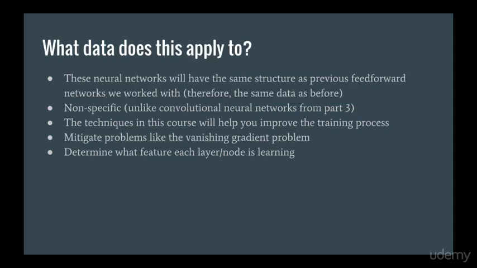From a data perspective, you'll find that in this course, the neural networks you'll learn about will end up having the same structure as the previous feed-forward neural networks you learned about, so it works on the exact same types of data, unlike convolutional neural networks, which work specifically for images. The techniques you'll learn about in this course just help you to improve the training process. They can help mitigate problems like the vanishing gradient problem, and you'll also learn about techniques to help you determine what feature each layer in the neural network is learning.